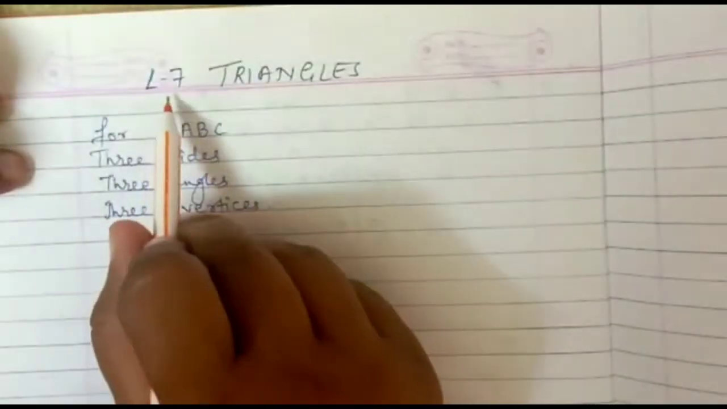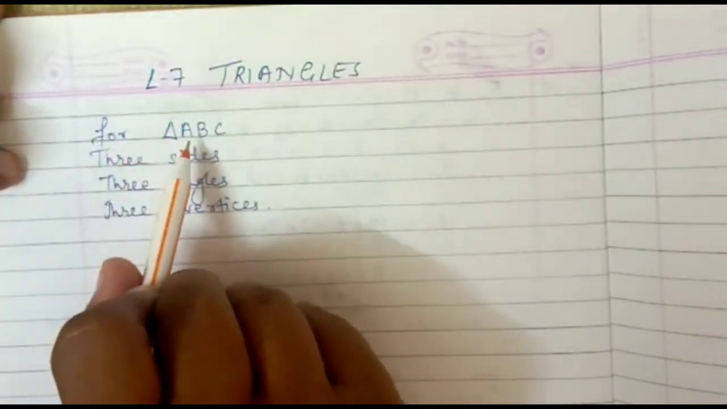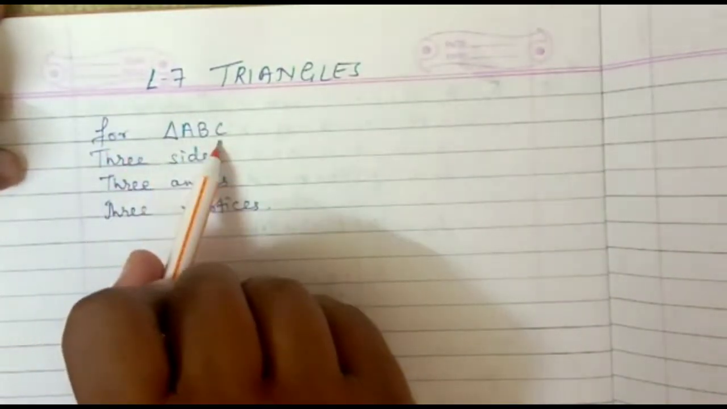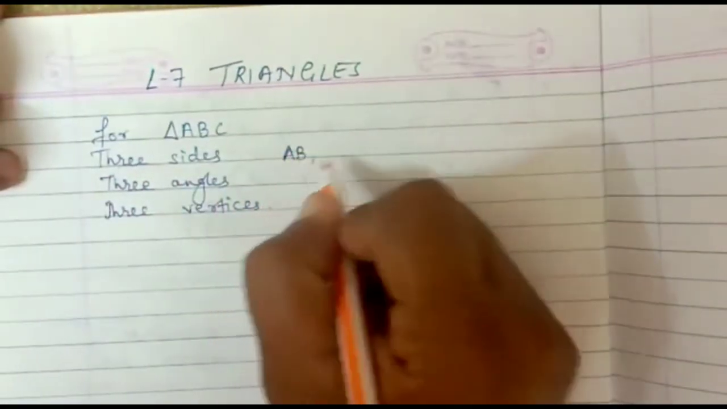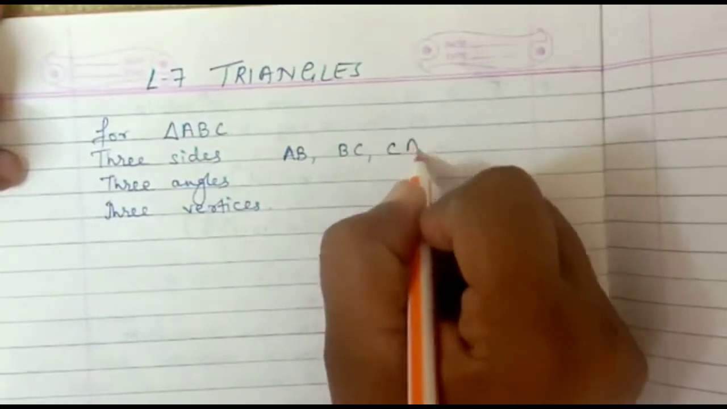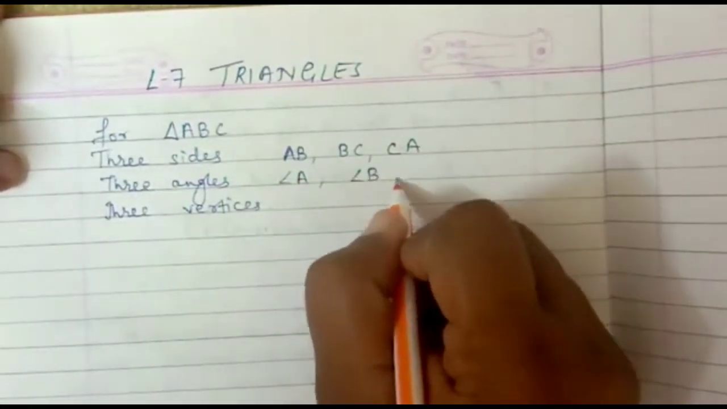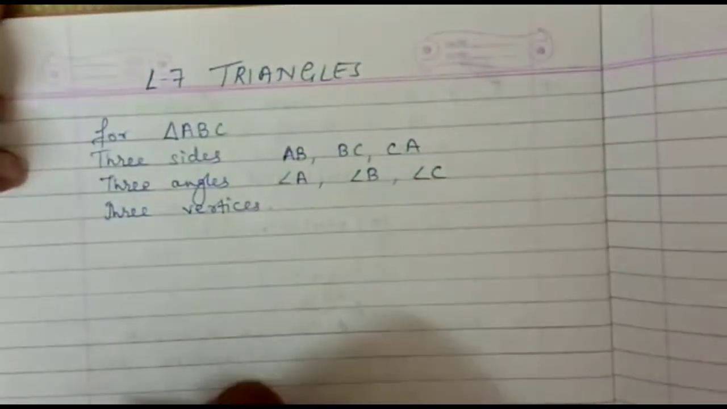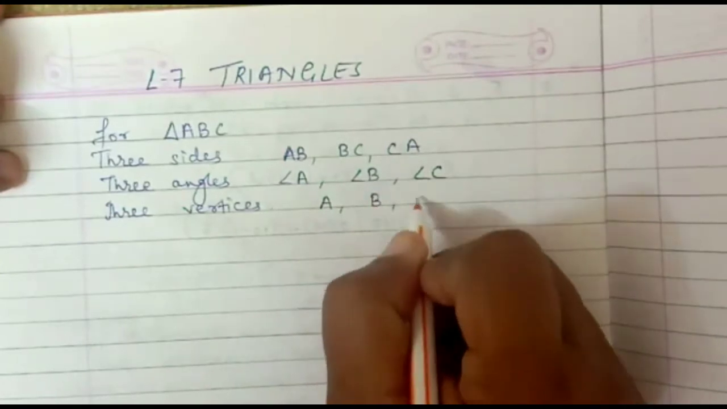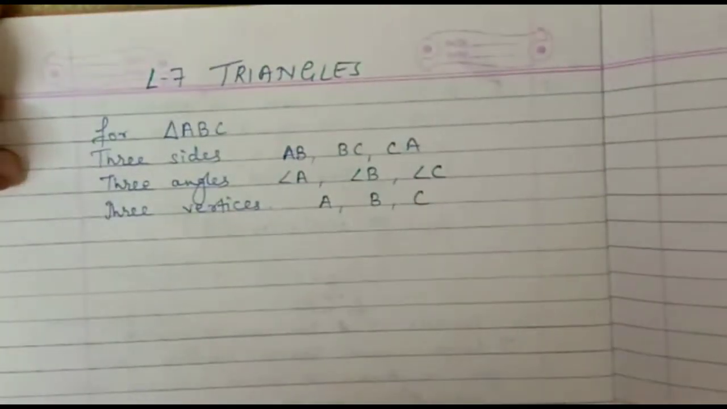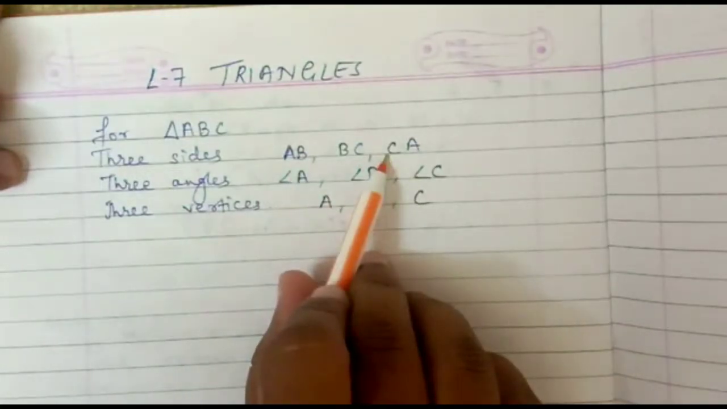So let us start our new chapter, triangles, chapter number 7. Now we have already learned in our primary classes for triangle ABC, this is the way how we denote triangle ABC. The three sides are AB, BC and CA. The three angles are angle A, angle B and angle C. Same way the three vertices are vertex A, vertex B and vertex C. So these are the three vertices, these are three angles and these are the three sides of triangles.